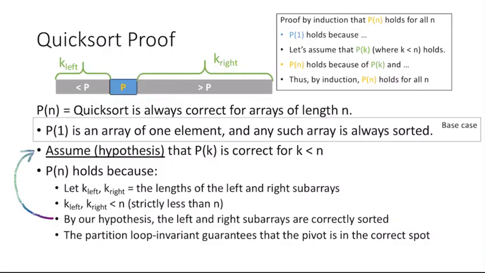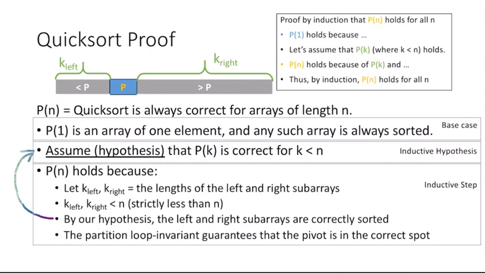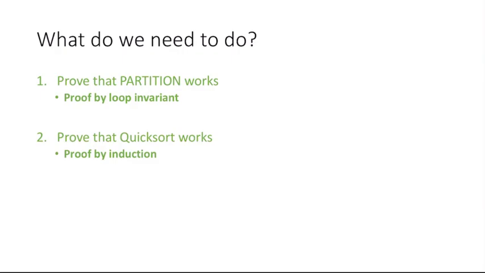Now we can say that our Quicksort implementation is correct. So we have our base case, our inductive hypothesis, and our inductive step where we reference what our code is actually doing. And like I said, we're just going to refer to all the work we did in that proof by loop invariant. Alright, so we've proved that partition works correctly, and we've proved that Quicksort works correctly.